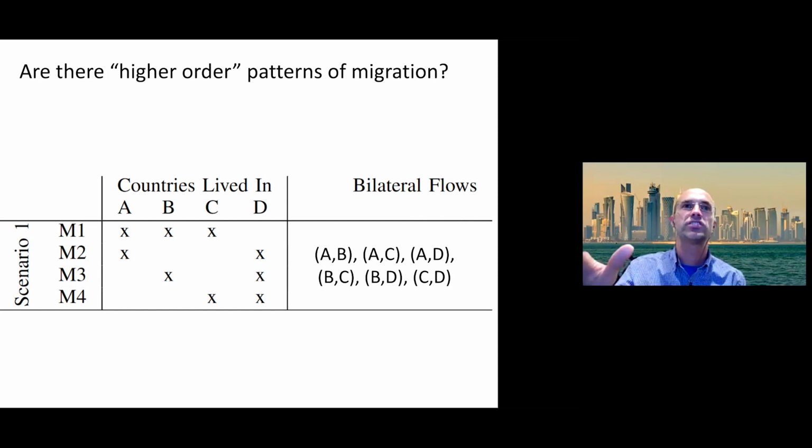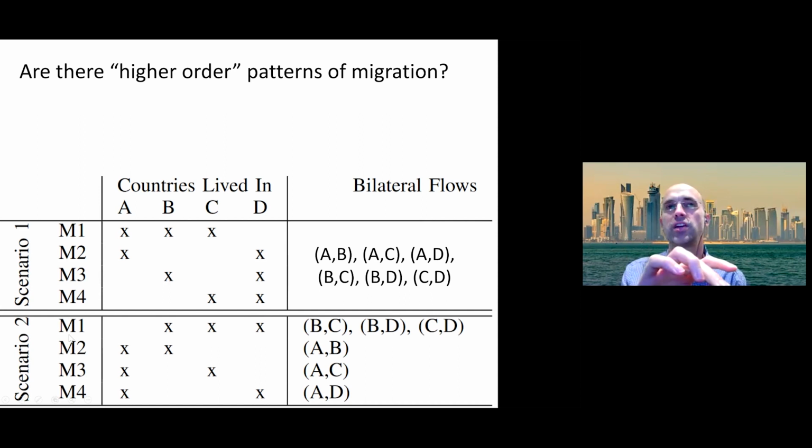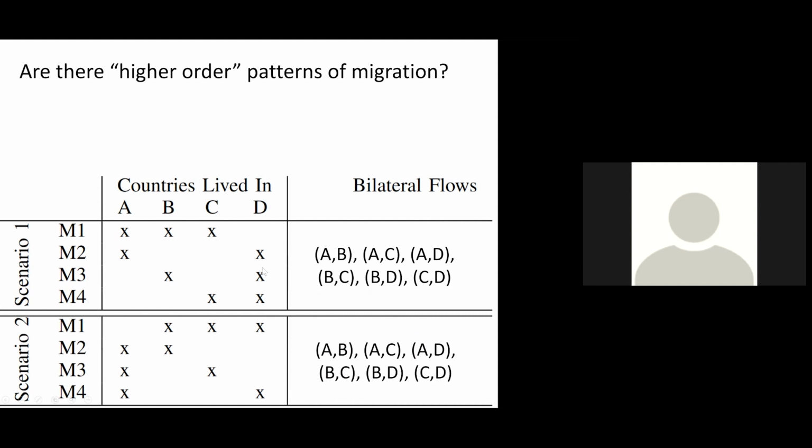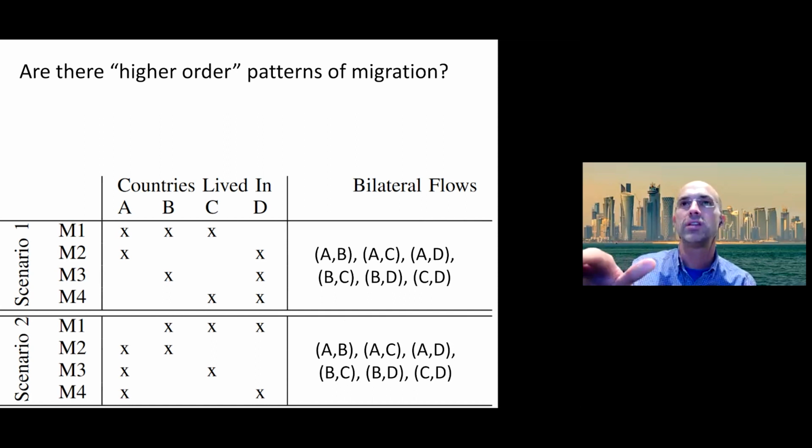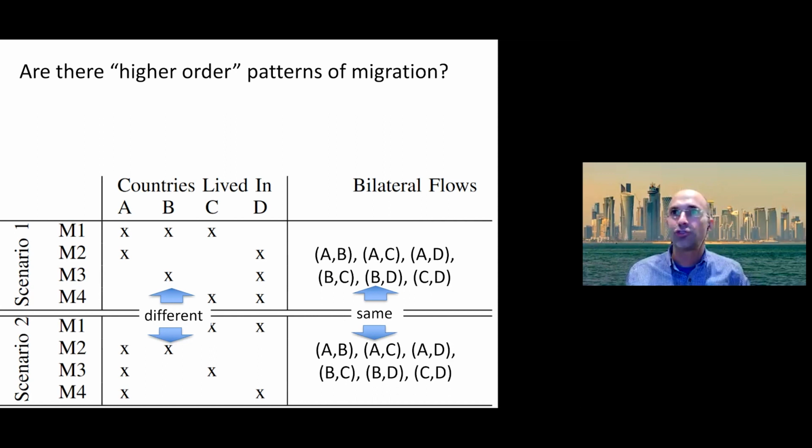Now here's a different set of migrants with a different pattern. Here a migrant has actually lived in countries B, C, and D. It's different from the first set, but this actually gives rise to the same aggregate information on bilateral flows. The point here is that in terms of bilateral flows, these two scenarios are identical, but they do differ in terms of higher-order migration clusters, as we call them, these triples. We're interested in how these triples differ from what you might expect just looking at the pairs.